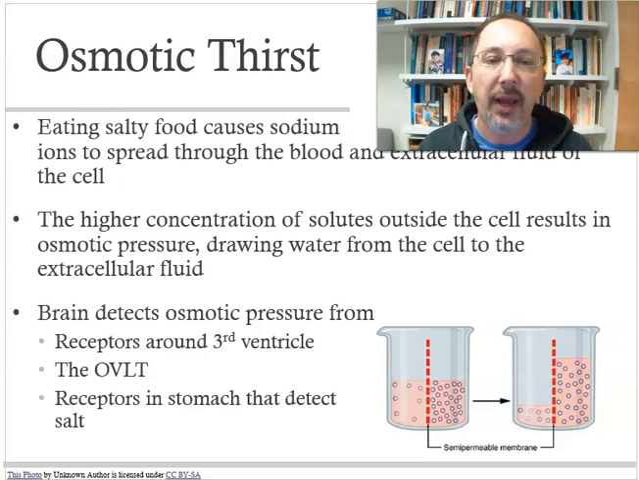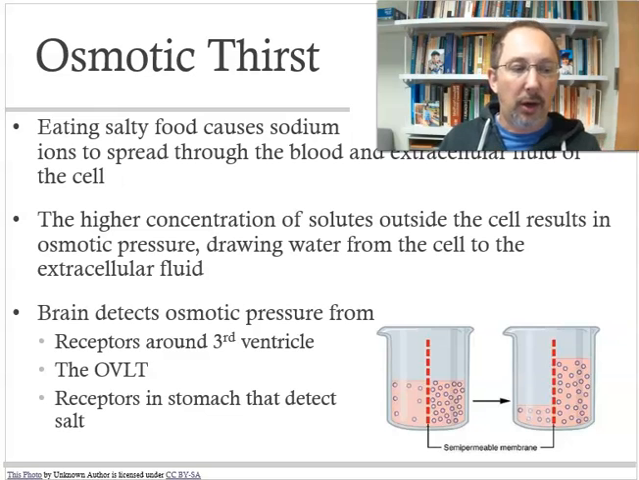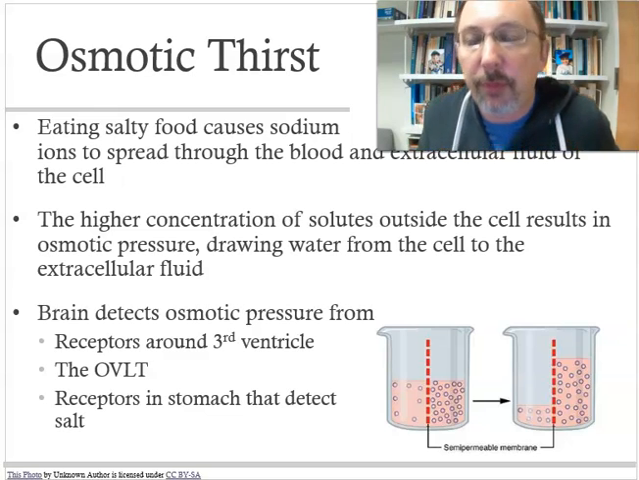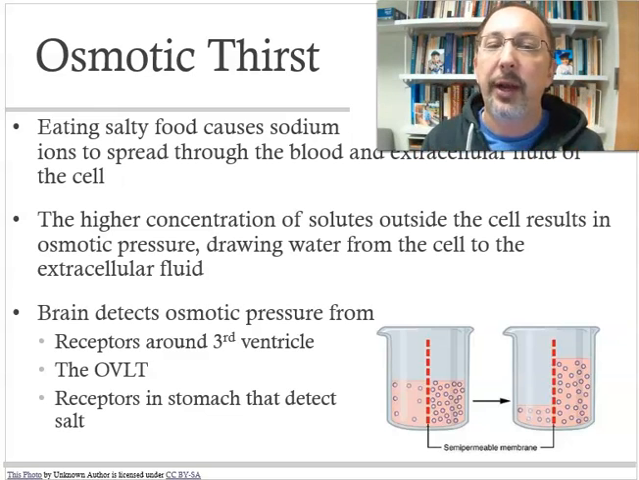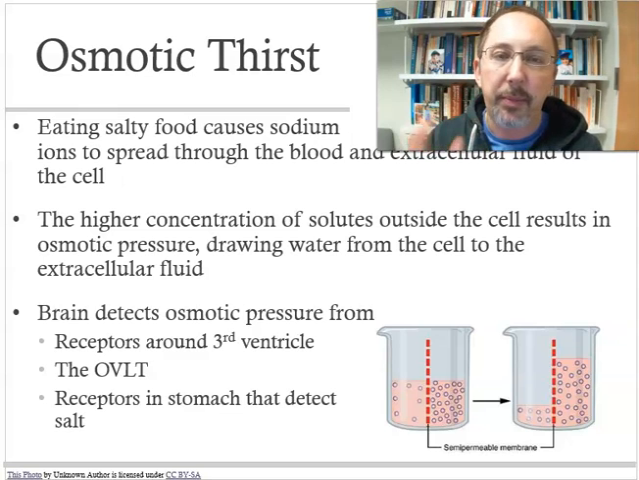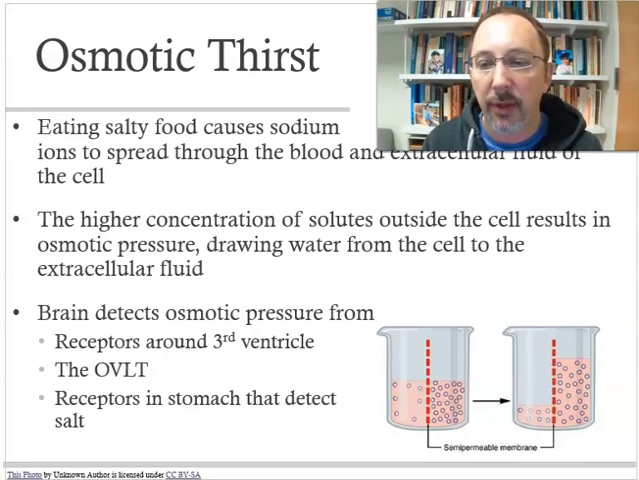So the brain detects this pressure from receptors around the third ventricle. The ventricles, we recall, are filled with cerebrospinal fluid, and the cells around it are actually producing cerebrospinal fluid. And the pressure of the fluid is related to the water pressure in the body. The OVLT, we'll look at that, and the stomach receptors also detect salt. So you've got these different functions.